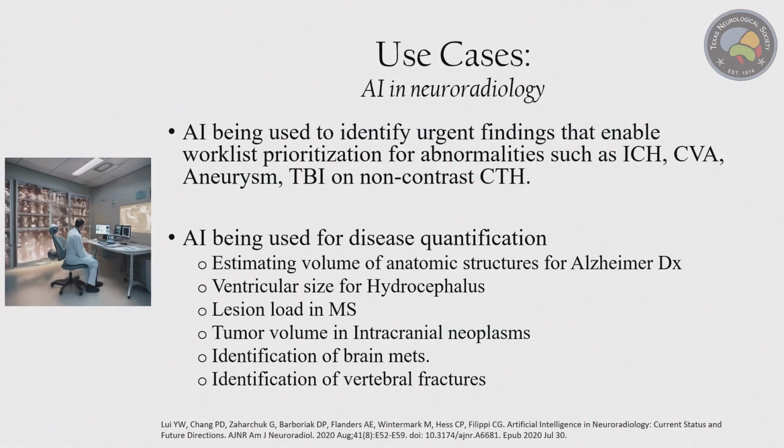All right, another use case is for neuroradiology. AI is being used to identify urgent findings that enable workflow prioritization of abnormalities such as intracranial hemorrhage, strokes, aneurysms, and even TBI, on non-contrast CT head. It's being used for disease quantification as well for patients with multiple sclerosis, assessing tumor volume and intracranial neoplasms, and identification of brain mets.